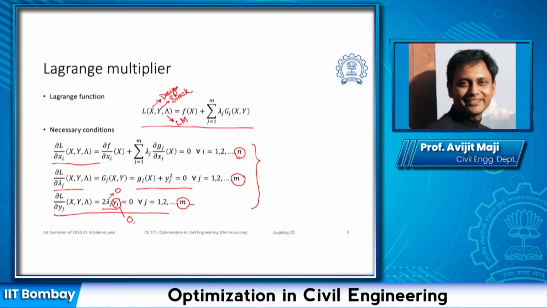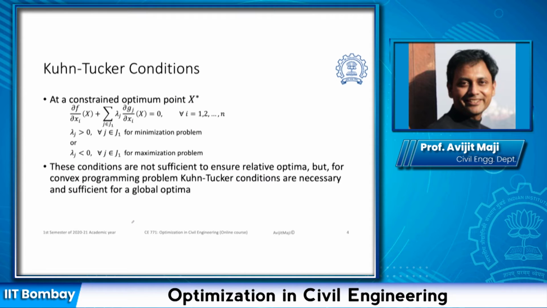So with this understanding, let us now understand the Kuhn-Tucker conditions. In the Kuhn-Tucker conditions, at a constrained optimum point, which is my x star, the first set of necessary conditions for the active constraints only is going to yield this set of equations. In this, as I said, since these are my active set of necessary condition equations, the lambda j are going to be greater than 0.